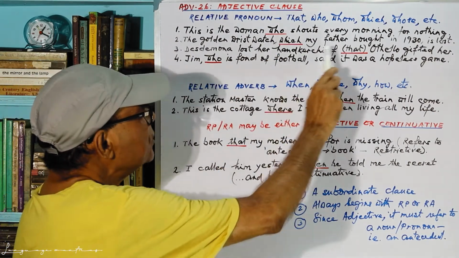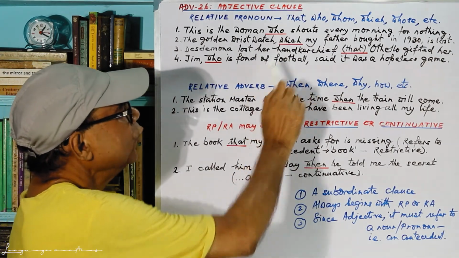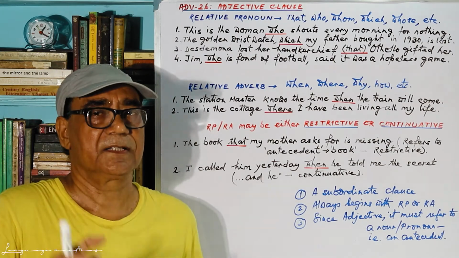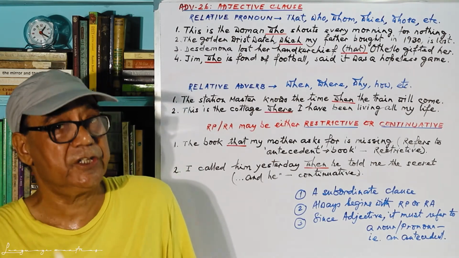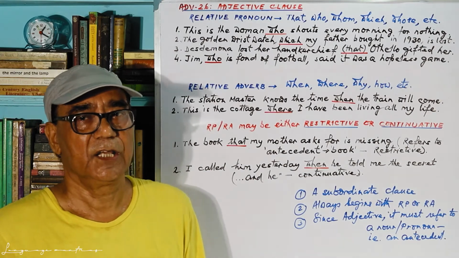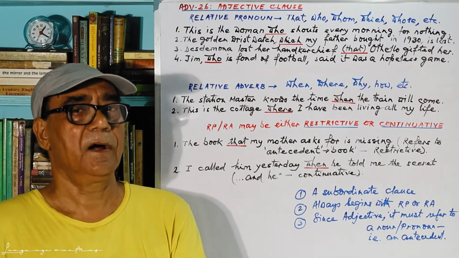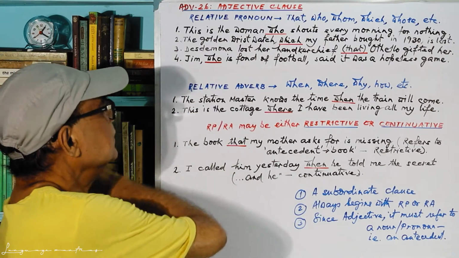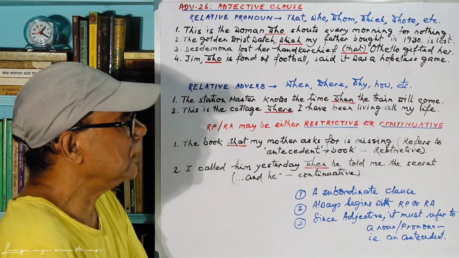Now, this part is non-essential part. Even without this part, that is, which my father bought in 1930, the sentence is complete. That's why this adjective clause is called non-restrictive adjective clause or non-essential. You can easily recognize, normally non-restrictive part is punctuated both sides. Now come to number 3. Desdemona lost her handkerchief that Othello gifted her.